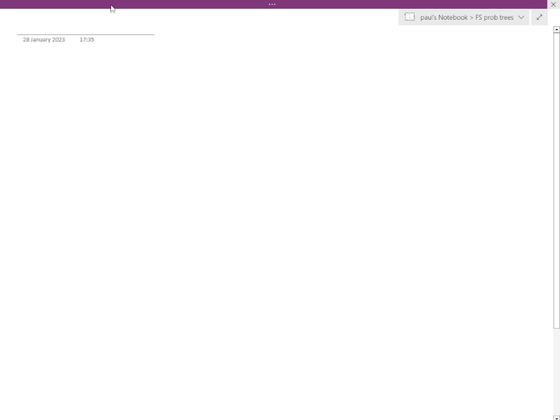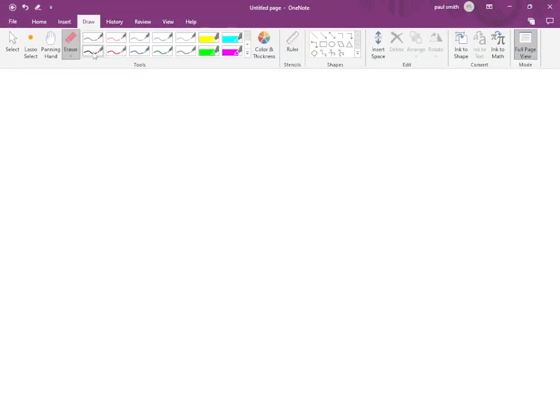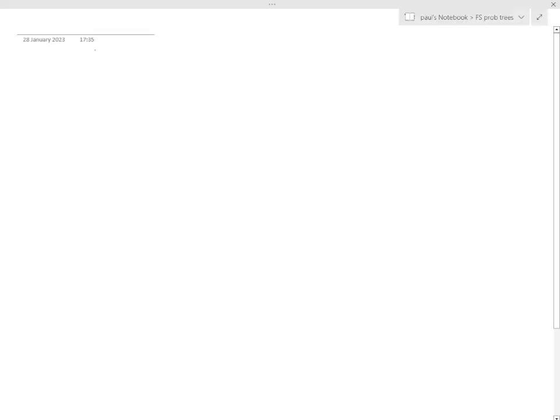Right, hello. This is a little extra one on probability for the functional skills because I've just seen this has crept into the curriculum. So we'll have a look at this. It's going to be probability, but we're going to use trees.